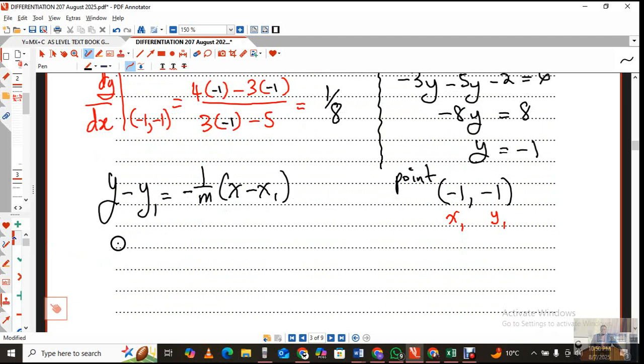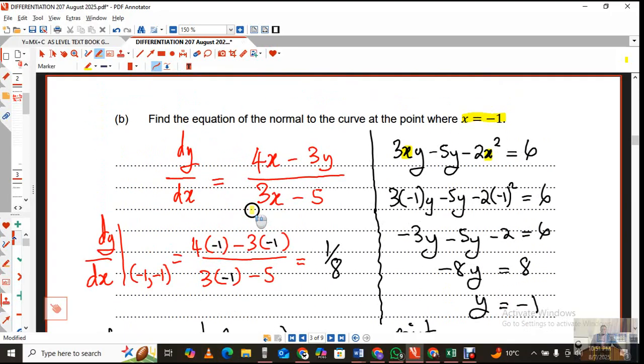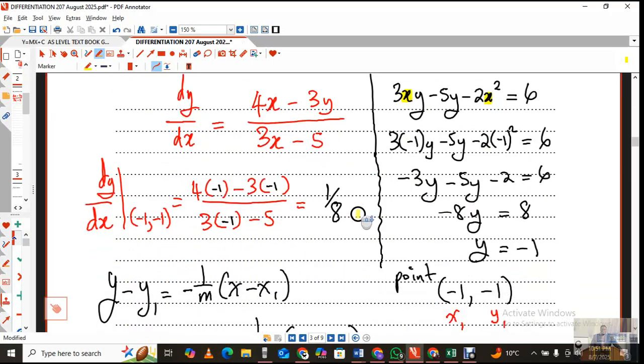Right, so what do we have? We have got y minus negative 1 is equal to negative 1 over 1/8. Okay, then you have x minus negative 1. So eventually, I'm going to have y plus 1 is equal to, well, this is nothing but negative 8, and you have x plus 1. This is pretty much done. You can go ahead if you want to give the equation in terms of y equals mx plus c or mx plus b. Doesn't really matter. This is the final answer because this is the equation of the normal that was required.